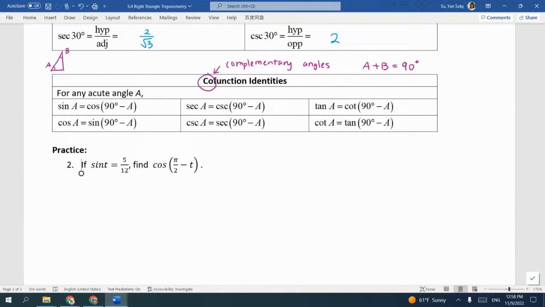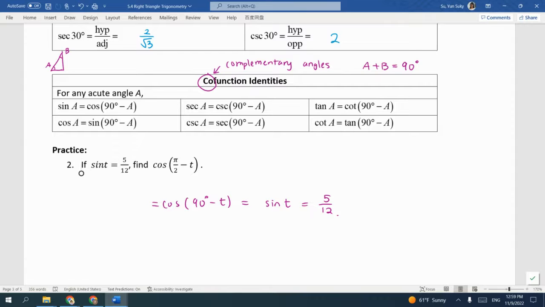90, right? 45 degrees is pi over 4. 60 degrees is pi over 3. 30 degrees is pi over 6. Right. Oh, you see? This is the same as cosine of 90 degrees minus t. And by the cofunction identities, that's sine of t, which is 5 over 12.